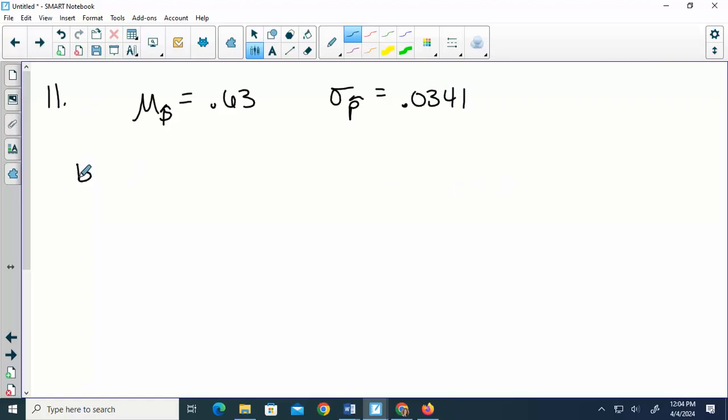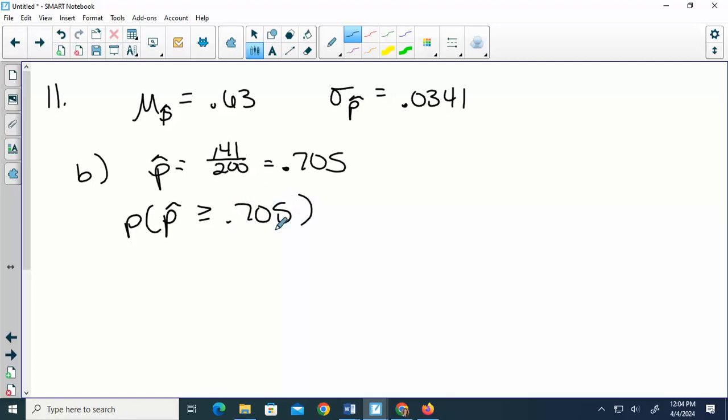So part B, we want the probability of obtaining x equals 191 or more. So we have to get that into the p-hat, and I gave you the hint, but p-hat is x over n. So if you divide those, that's where I got the 0.705. So find the probability that p-hat is greater than 0.705.